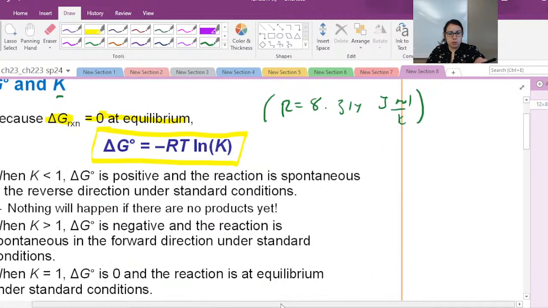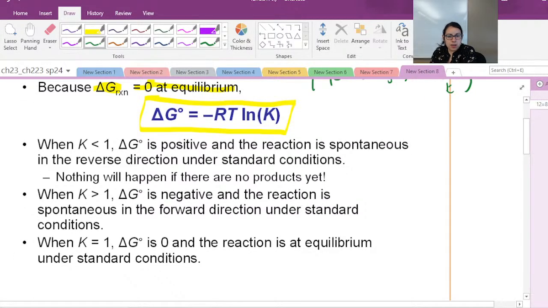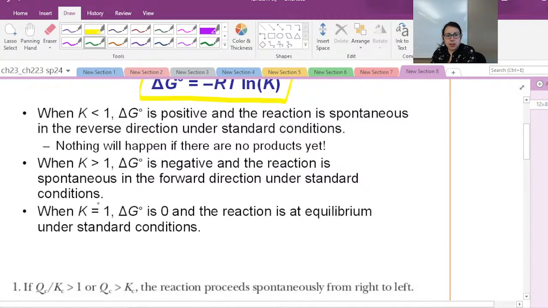Of course, again, we'll look at this relationship. We'll find that if K is less than 1, then our Gibbs is positive, and the reaction is spontaneous in the reverse direction. If K is greater than 1, so more products, our Gibbs is negative, and the reaction is spontaneous in the forward direction. And if we're at equilibrium, K is 1 and G is 0.